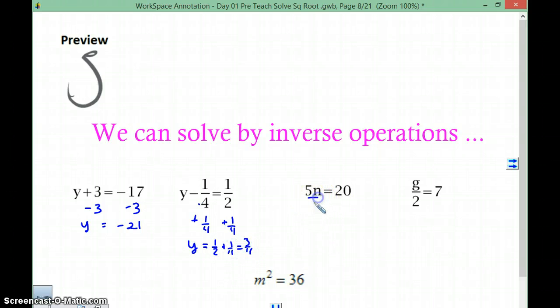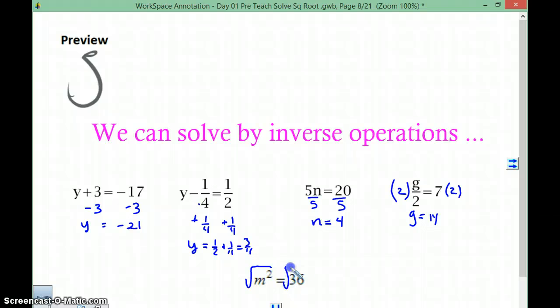The opposite of multiplication is division. The inverse is. So we have n equals 4. The inverse of division is multiplication, and we could say that g equals 14. What is the inverse of squaring something? Taking the square root. So let's see how that works.